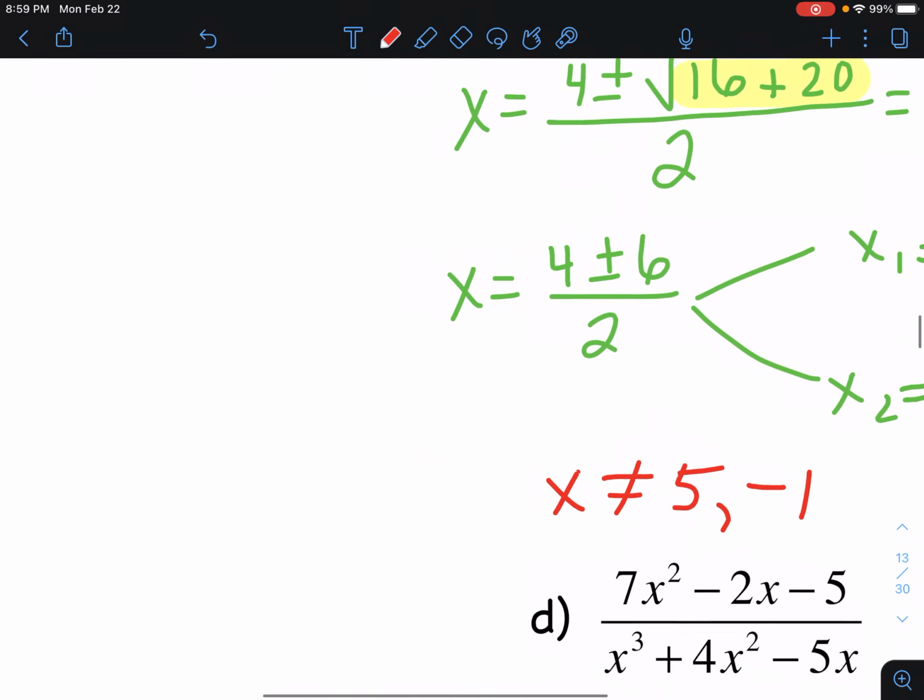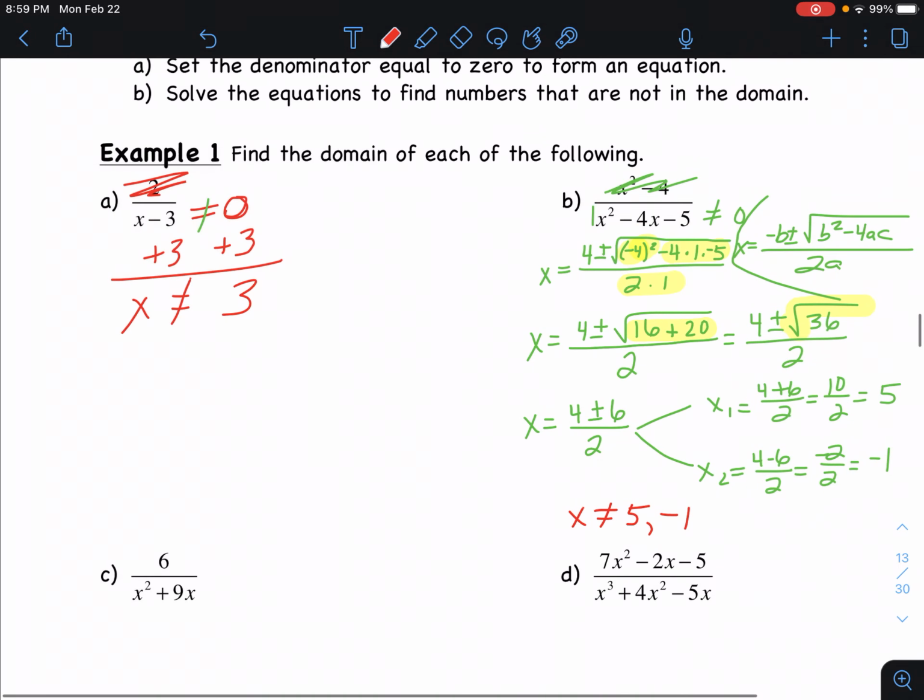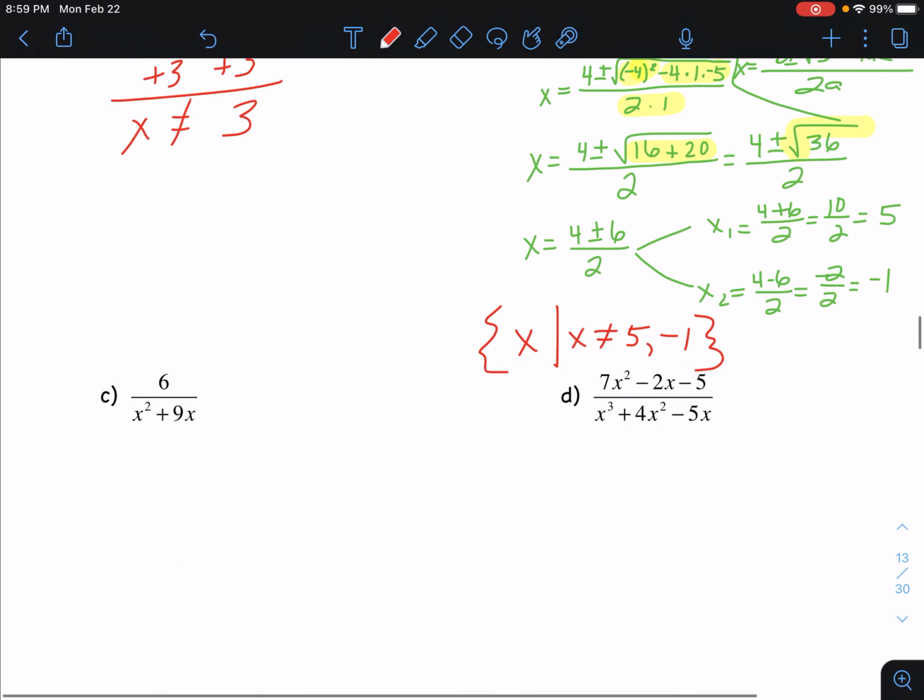Now there is a formal way of saying this for both of these problems. You may see in a text something in curly brackets, so don't be alarmed. It'll be an x with a bar, saying x is all the real numbers, except that x cannot be 5 or negative 1.